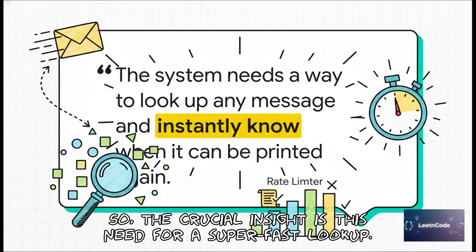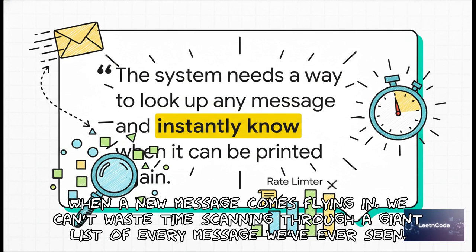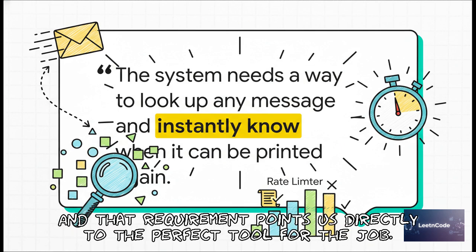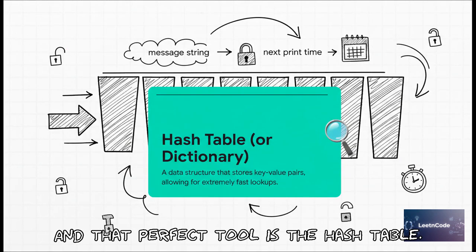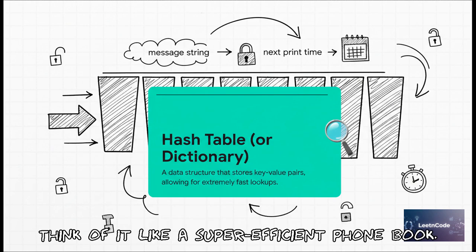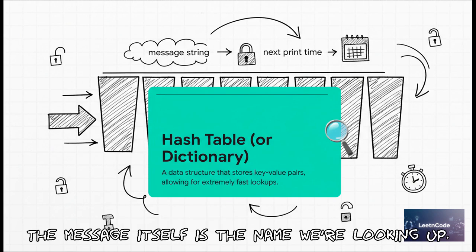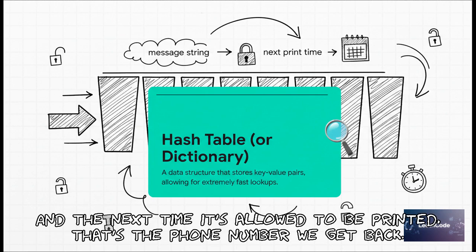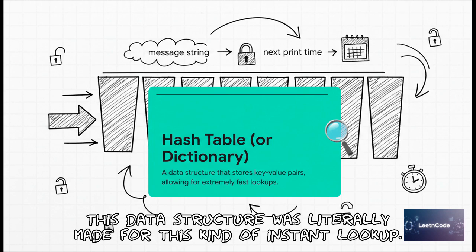So, the crucial insight is this need for a super fast lookup. When a new message comes flying in, we can't waste time scanning through a giant list of every message we've ever seen. We need an answer, and we need it now. And that requirement points us directly to the perfect tool for the job. And that perfect tool is the hash table, or if you're a Python person, you call it a dictionary. Think of it like a super efficient phone book. The message itself is the name we're looking up, that's our key, and the next time it's allowed to be printed, that's the phone number we get back, that's our value. This data structure was literally made for this kind of instant lookup.